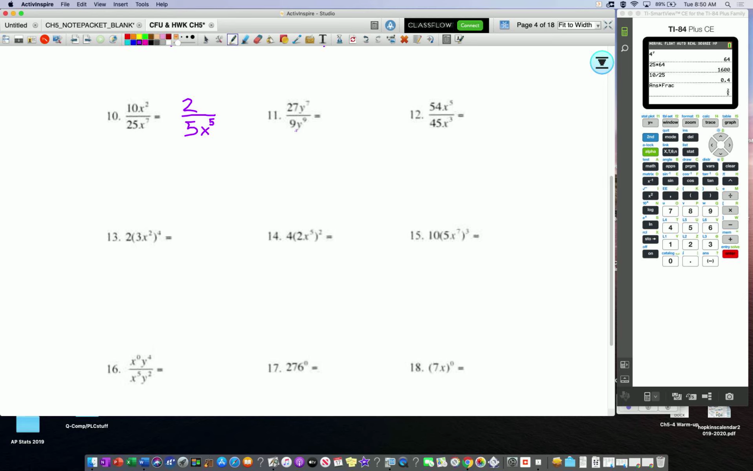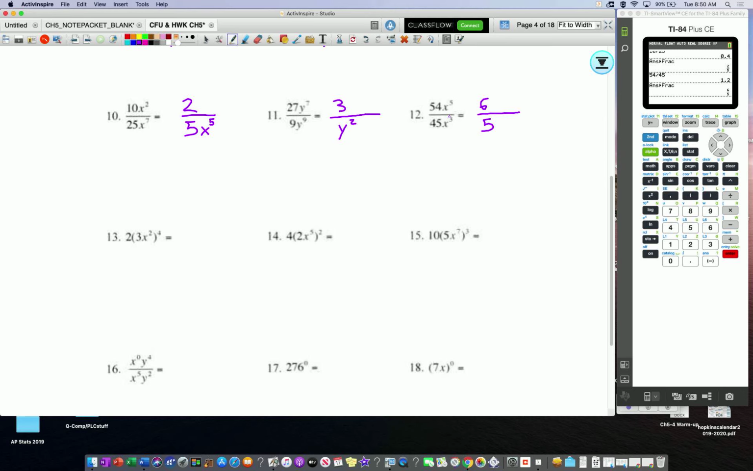27 divided by 9, I hope you could actually do that in your head and get 3. So the whole number just goes in the top. 7 y's in the top, 9 in the bottom. Since 9's bigger, 9 minus 7 is 2. y to the 2nd is in the bottom. 54 divided by 45, math fraction, gives you 6 over 5.